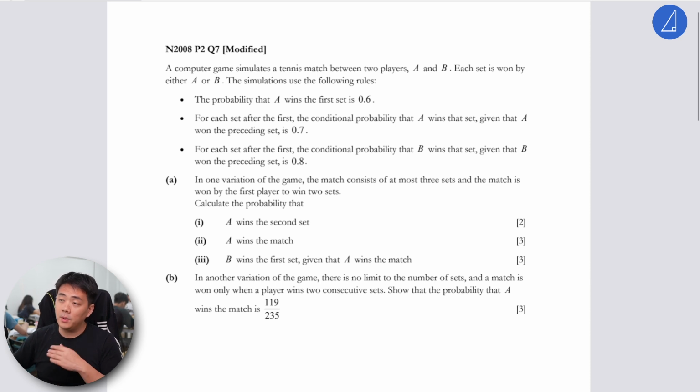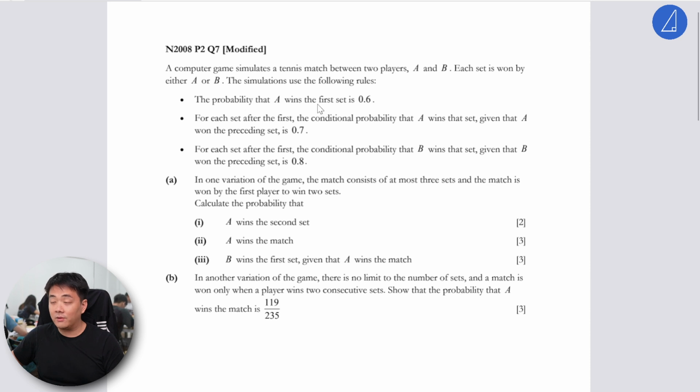So a computer game simulates a tennis match between the two players, A and B. Each set is won by either A or B. So essentially, there's no draw. It's either won by A or by B, right? So the simulations use the following rules.